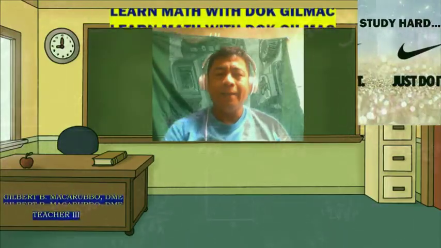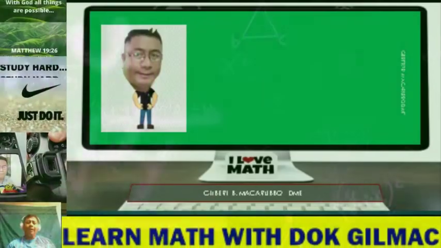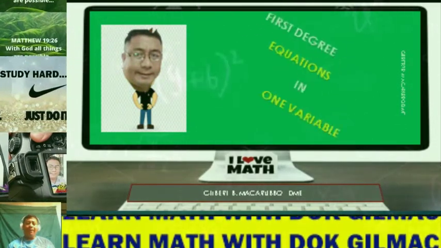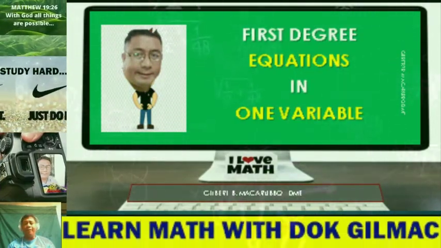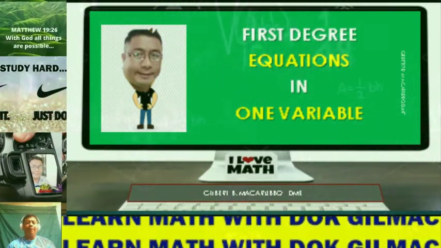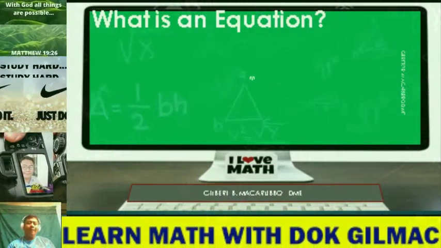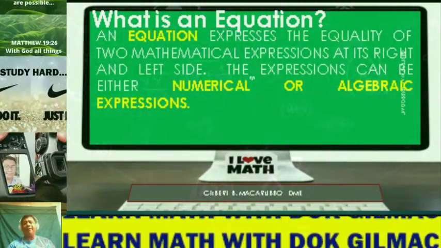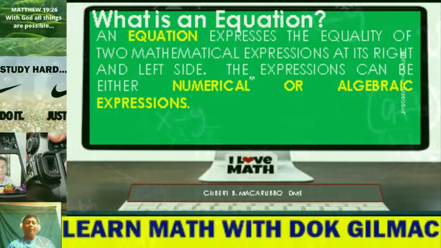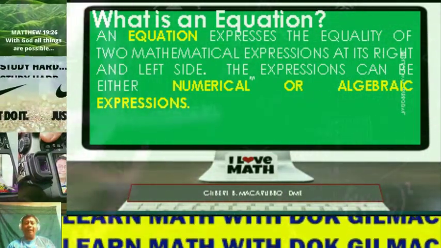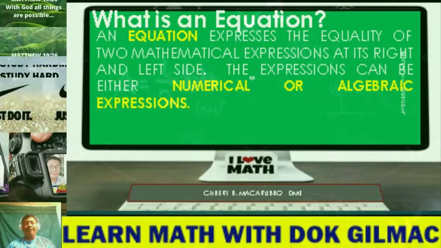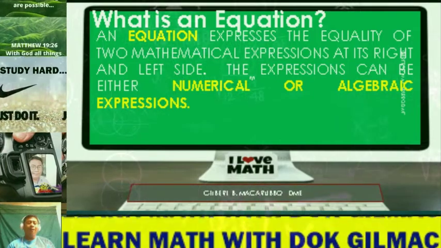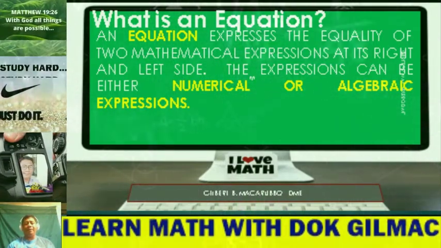Alright, guys, let's begin! The topic I will be discussing for today's lesson is all about first-degree equations in one variable. What is an equation? An equation expresses the equality of two mathematical expressions at its right and left side. The expressions can be either numerical or algebraic expressions.